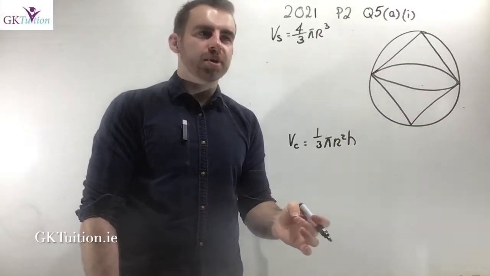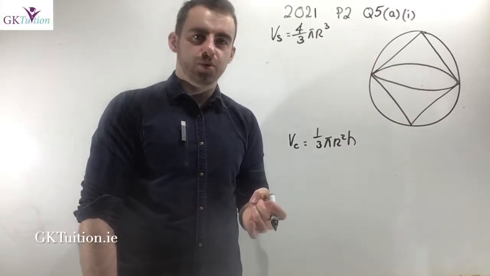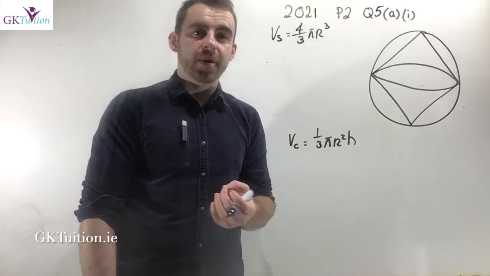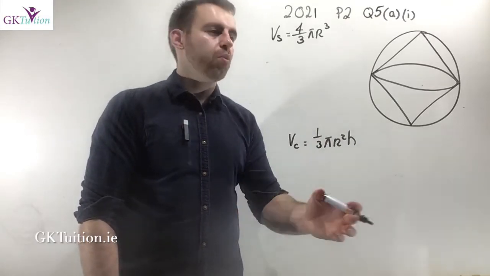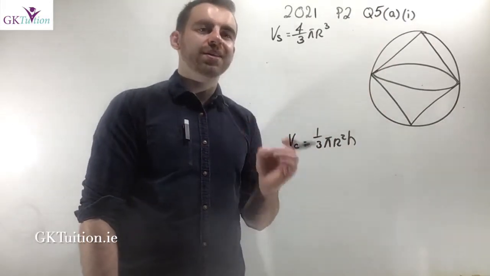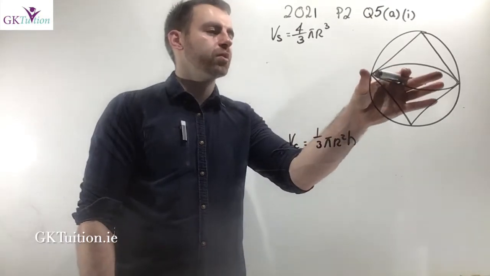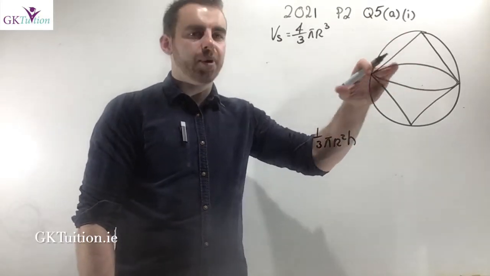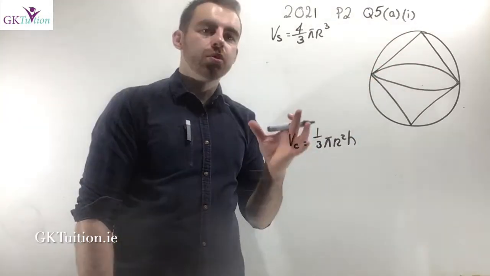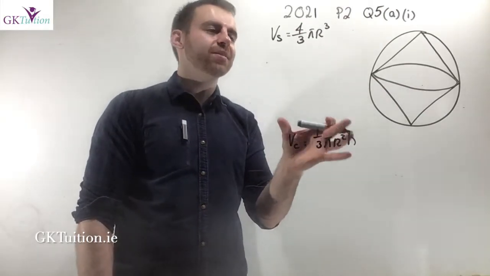Okay, in this video we're talking about 2021 paper 2 question 5. Essentially it's all about area, volume and measurement. We have a sphere, and inside the sphere we have two cones. Essentially the flat part of the cones meets in the middle. We're told that the cones fit perfectly inside the sphere.